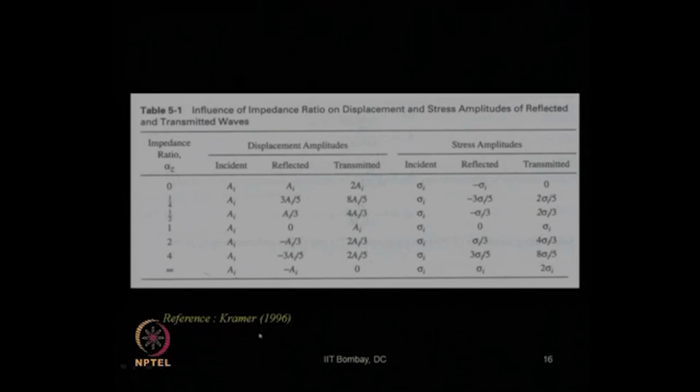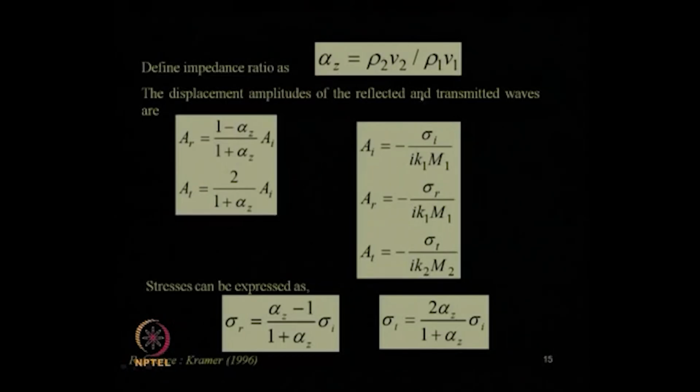So, let us look at this table. This table is taken from Kramer's book, Table 5.1. What are the influences of this impedance ratio value, that alpha z value, on the displacement and stress amplitude of the reflected and transmitted waves? If you see the impedance ratio equals 0, what does it mean? Let us go back to the definition. Impedance ratio 0 means this is 0. Am I right? Okay.